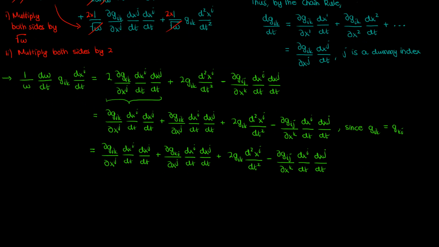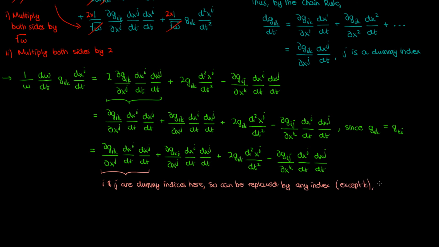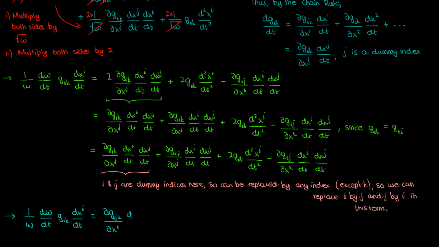Now I'm going to pull off another trick. In this first term with the g sub ik, the indices i and j are dummy indices because they're repeated twice, and since they're dummy indices, I can replace them with almost any index I want, except maybe k, and it wouldn't change my expression because i and j just get summed over. So what I'll do is replace the i by the j and the j by the i because that'll make things simpler for us later on. When I do that, my Euler-Lagrange equation ends up like this.